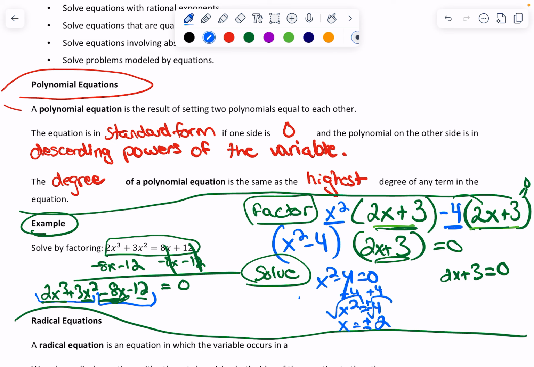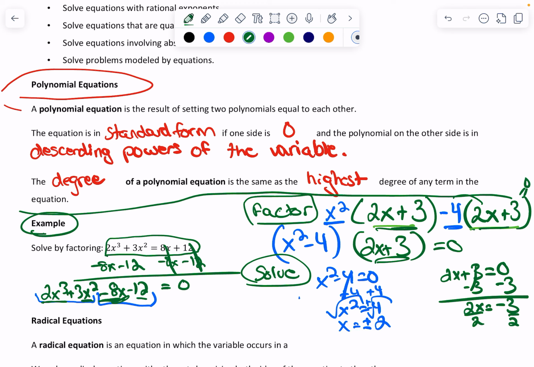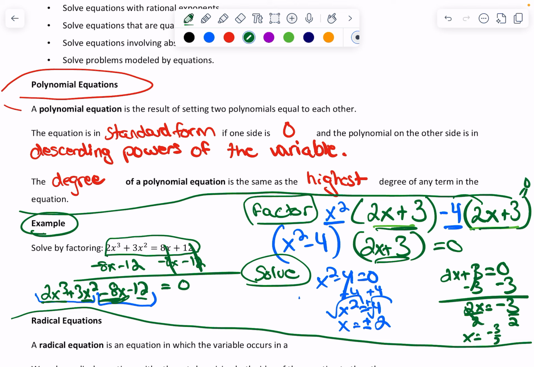For the other one, we're subtracting 3 from both sides. We get 2x equals negative 3. This is a multiplication, 2 times x, so we divide by 2. And let me kind of try to make a little bit more room. So we get x equals negative 3 over 2.